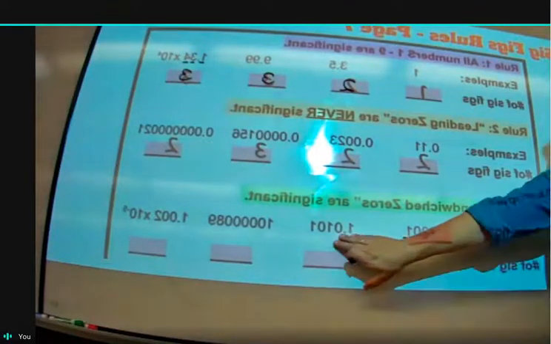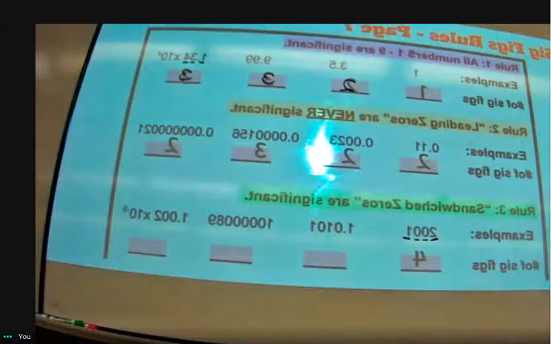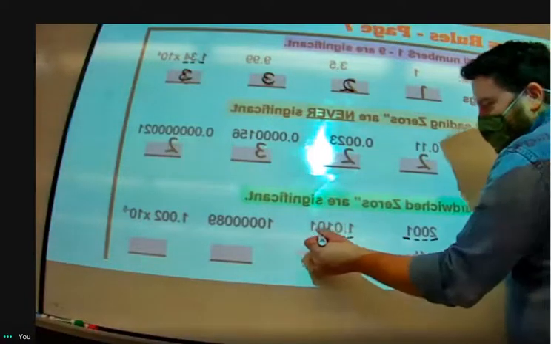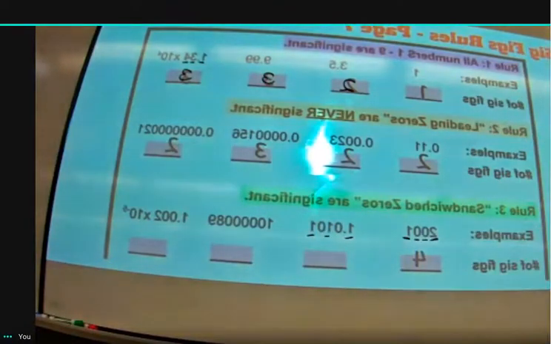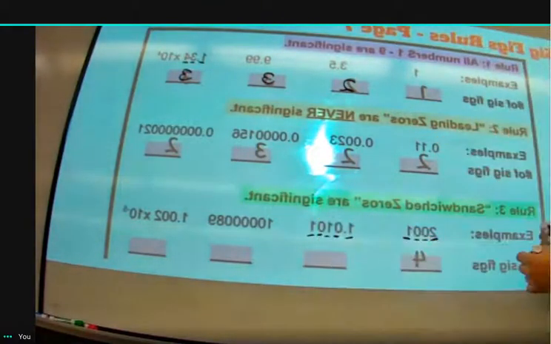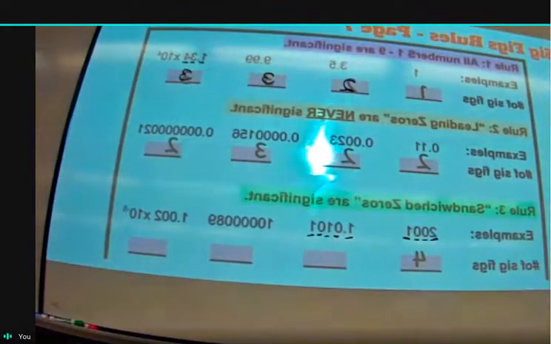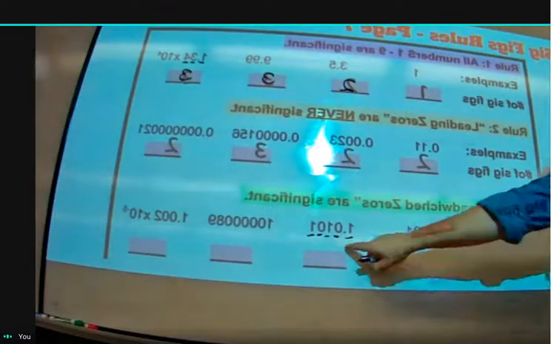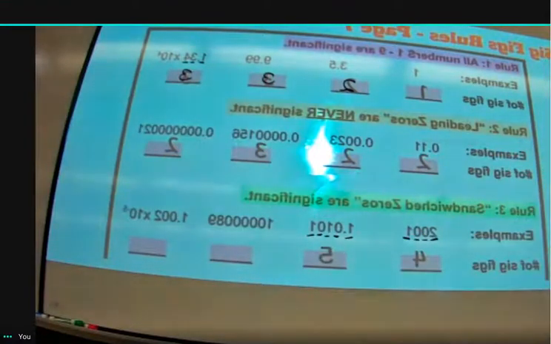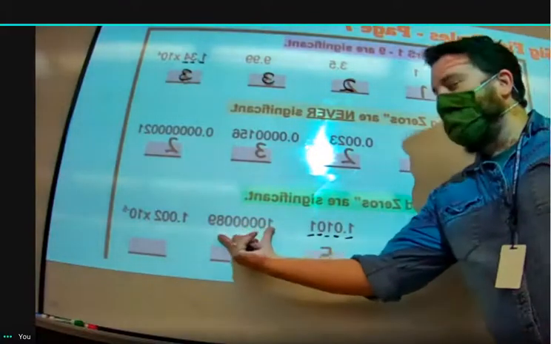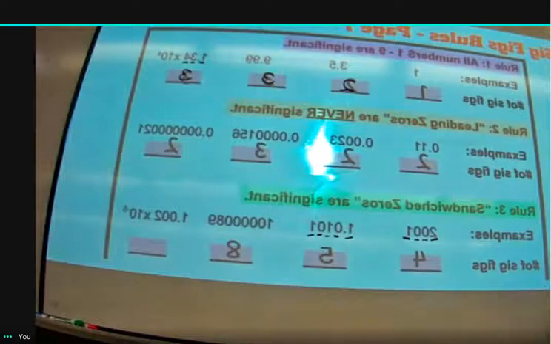Here's another number, 1.0101. All the 1s count. Now we need to think about the zeros. Do they count? They're sandwiched. Trey's shaking his head, yeah. So we have to count those as significant figures. Those are measurements that are significant. So 5 sig figs there. The next number, got a lot of zeros in there, but they're sandwiched, so we do count them. That is 8 total. So the 1, the 8, and the 9, and then 5 zeros.